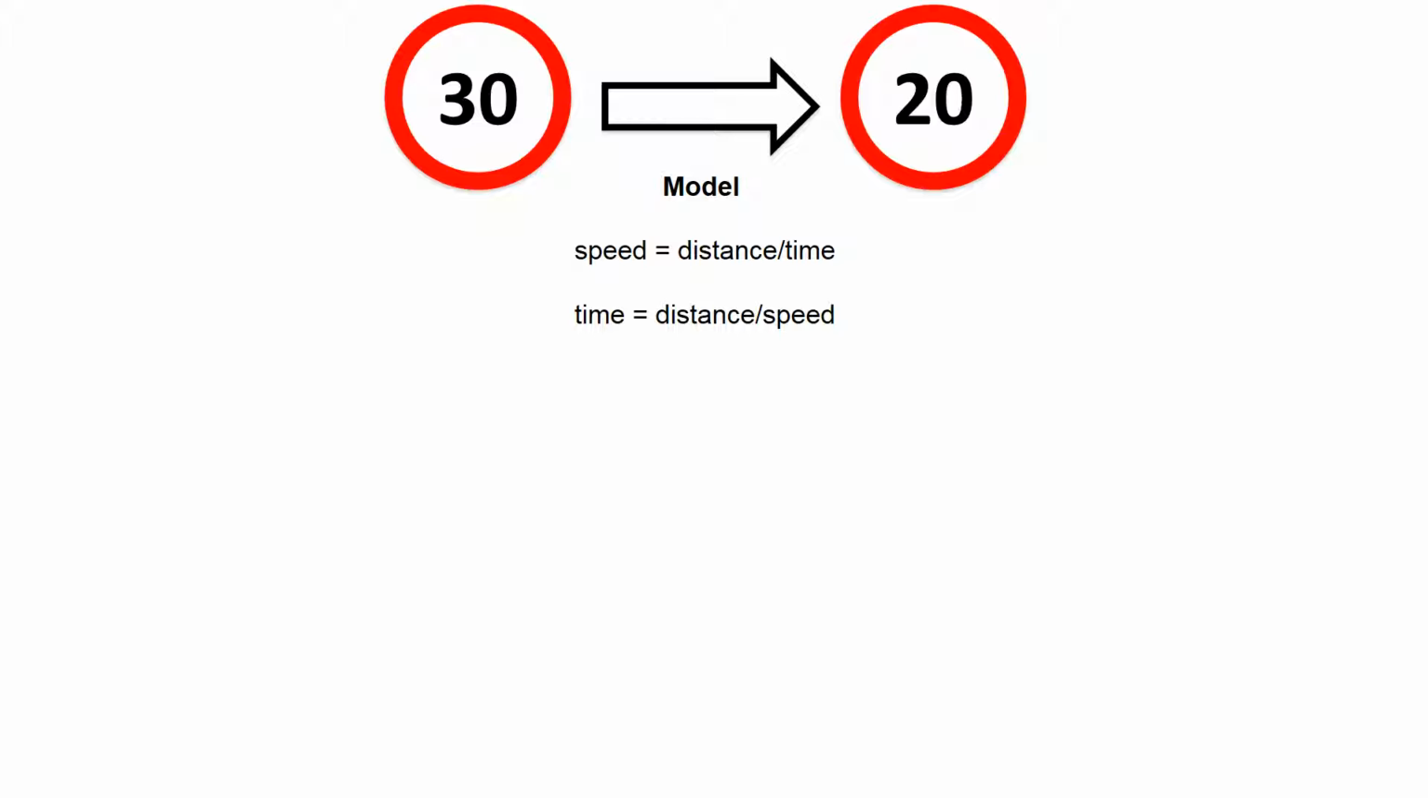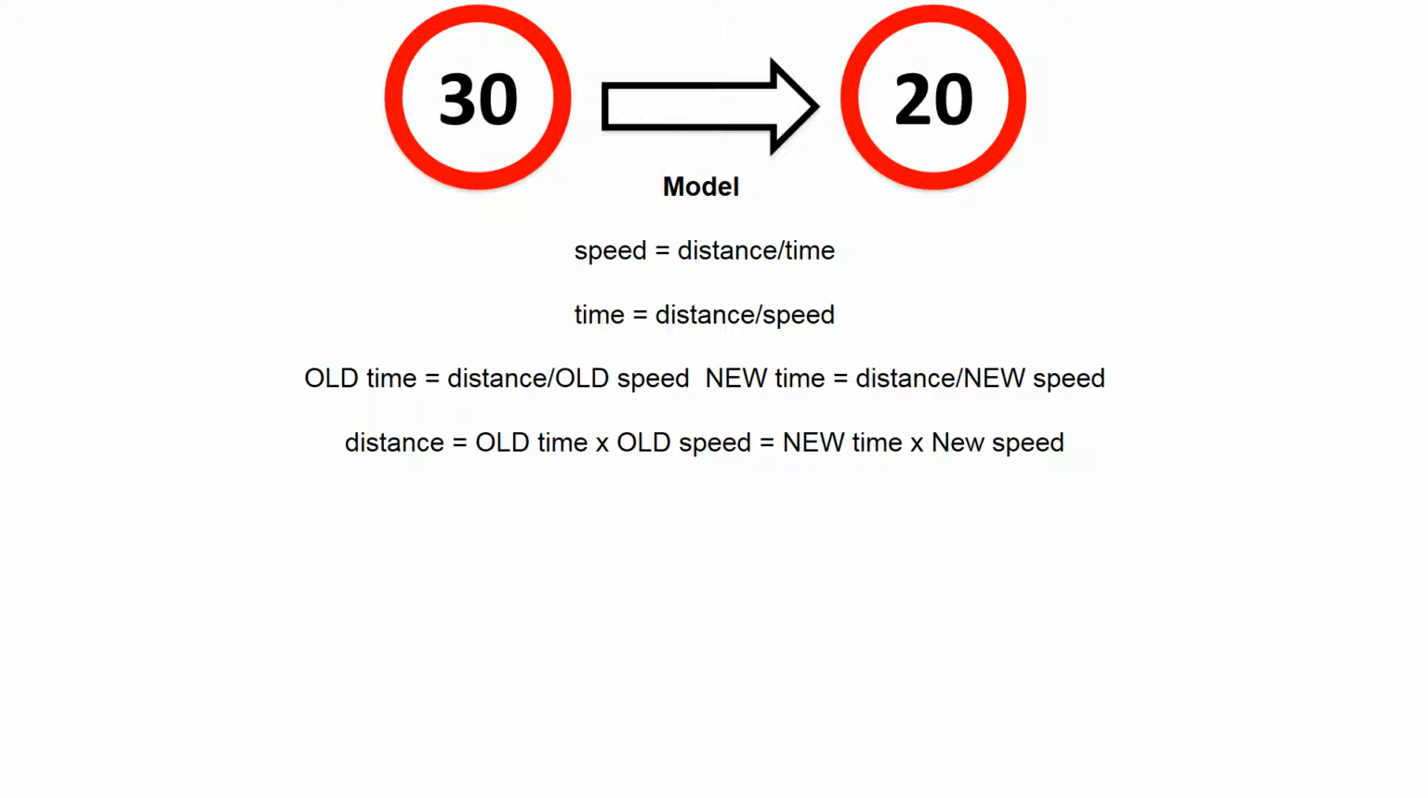Now, to work out how long the new journey will take, we can use the old time of the commute, which is equal to the distance divided by the old speed, so the 30 miles an hour. In the future, the distance won't change, but the new time will be the distance divided by the new speed. So we've got two equations, and we can rearrange both of them to give an equation for the distance. The distance equals the old time times the old speed. It also equals the new time times the new speed.